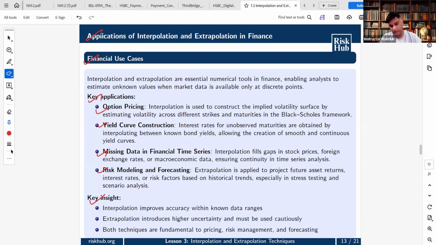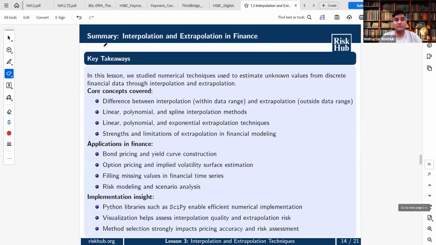If data is missing, interpolation may help complete the data set, but extrapolating expected return is dangerous because returns are noisy and unstable. So in portfolio management, interpolation can support data cleaning. Extrapolation should be treated as a scenario assumption, not truth. Okay, then we get into the next slide, which is key takeaways: core concepts, application in finance, and implementation insight.